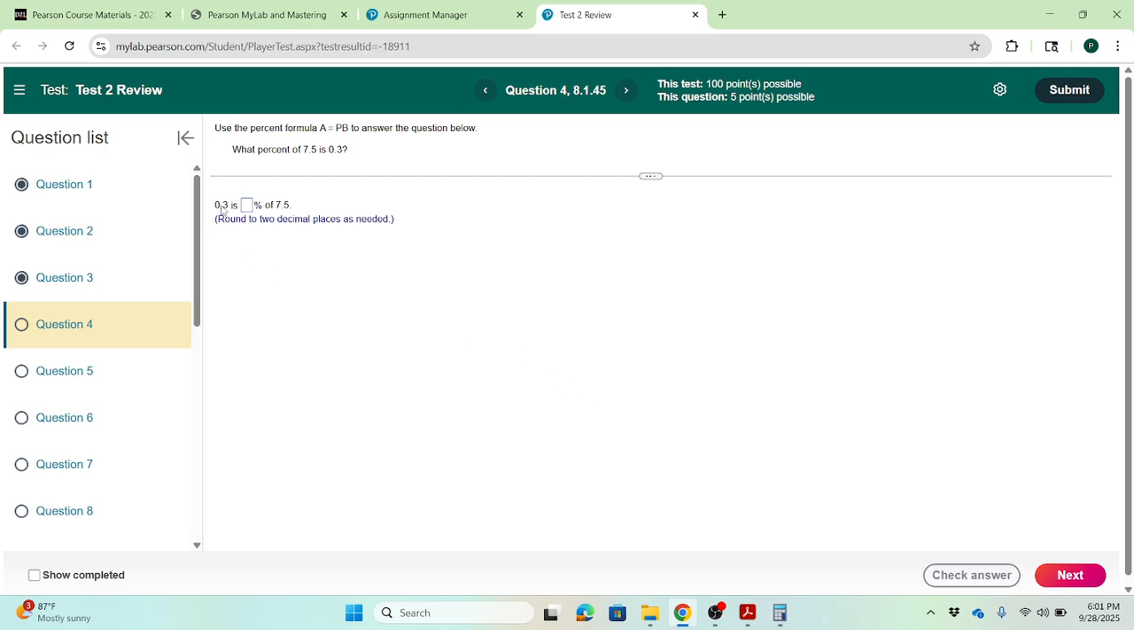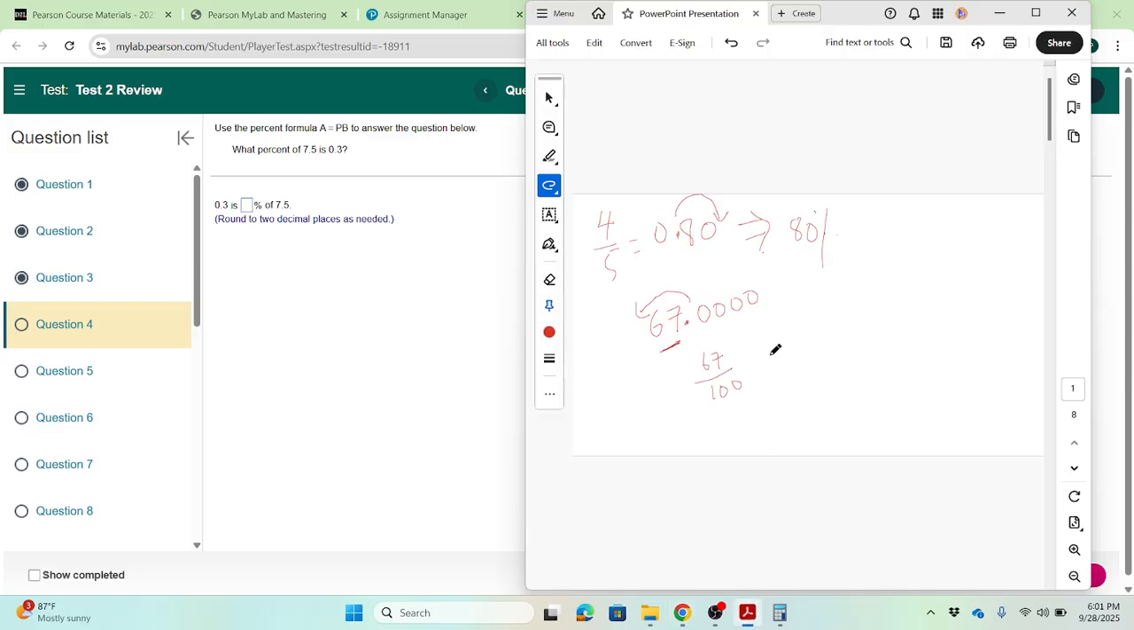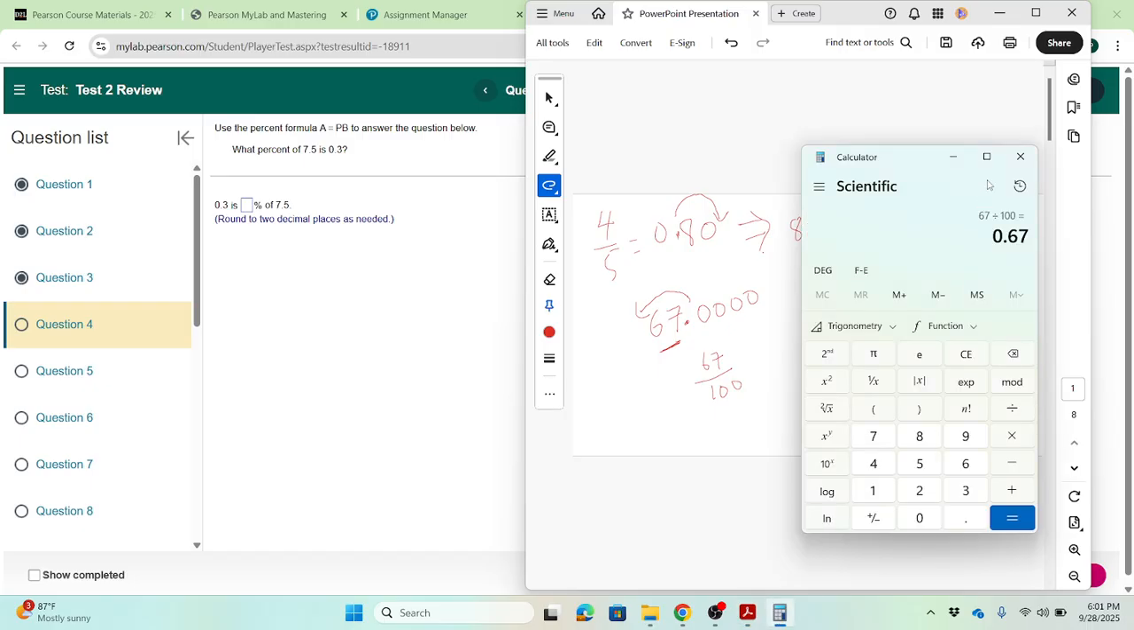Okay, what about 0.3? 0.3 is what percentage of 7.5? To answer that question, what percentage? Just take this number, whatever number you have, in this case it's 0.3, and divide that by the total 7.5, and then multiply that by 100. That will be the percentage. I'm going to do that here.